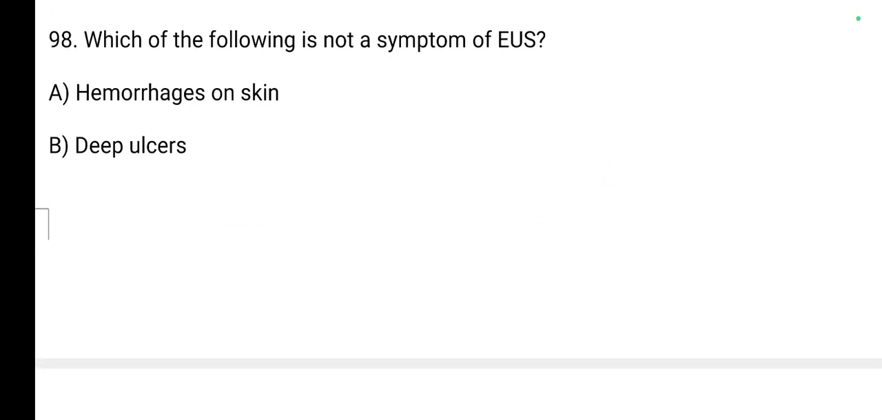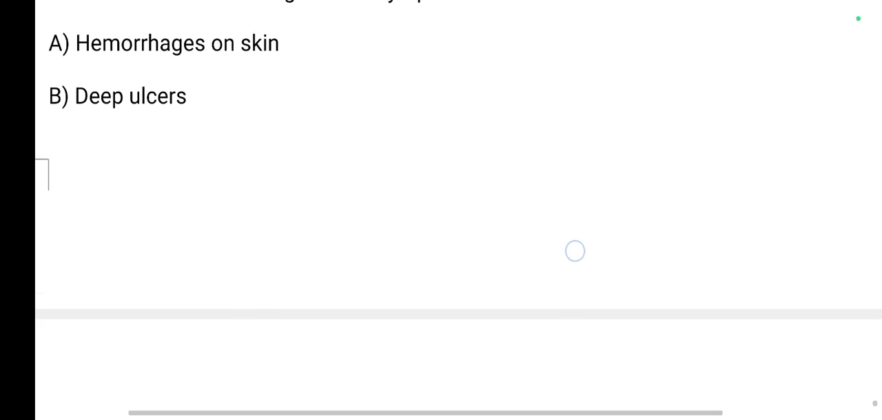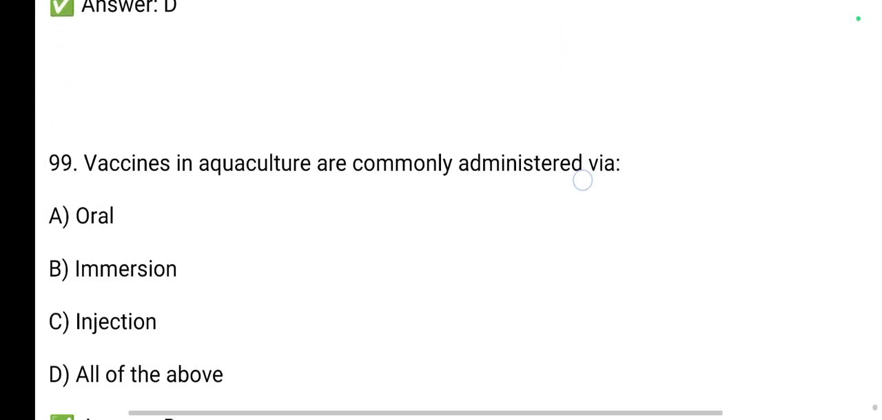Which of the following is not a symptom of EUS? So the answer will be D, that is cotton-like growth. That is not a symptom of EUS. That is a symptom of saprolegniasis caused by Saprolegnia.